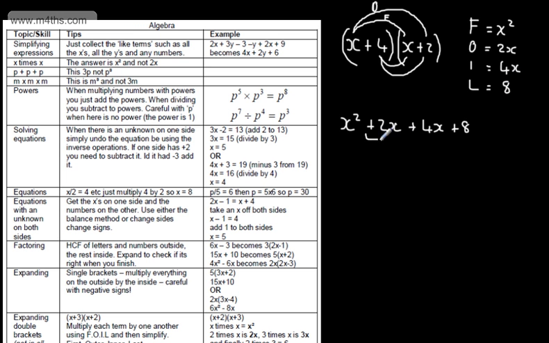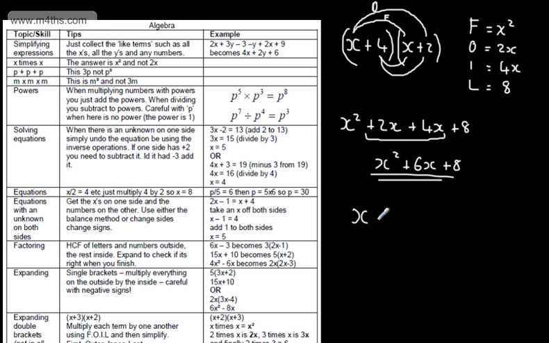All we need to do at this stage is just tidy up by collecting like terms. Remember, like terms in this case are the terms in x. So x squared plus 6x plus 8. And that now is expanding a set of double brackets.